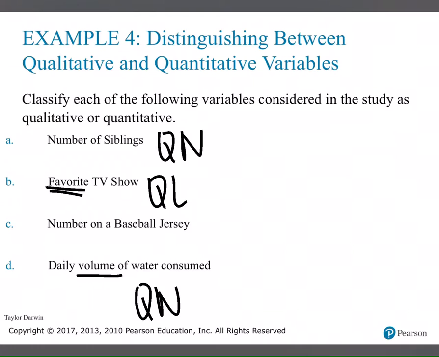Now, number on a baseball jersey, I know when you see the word number, you want to think quantitative. It's actually qualitative. And it's qualitative because being number 7, let's say your baseball jersey is number 7, doesn't mean you're the best in the world.